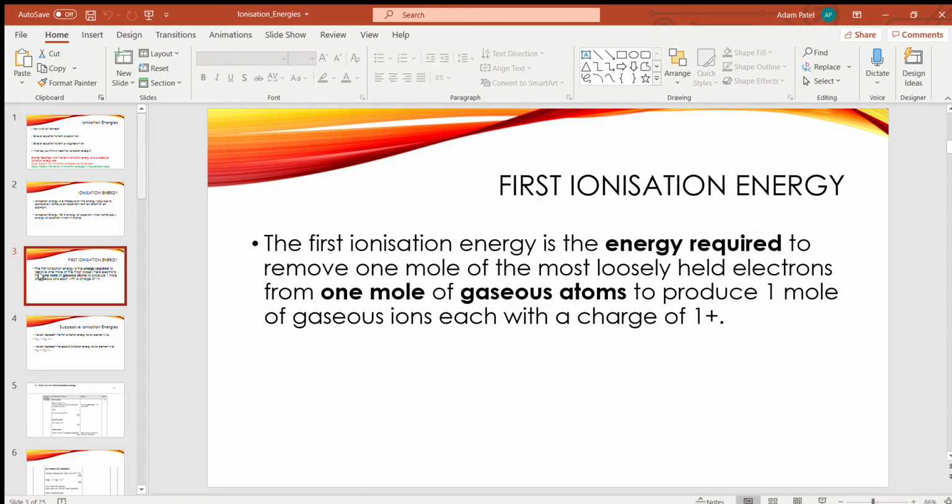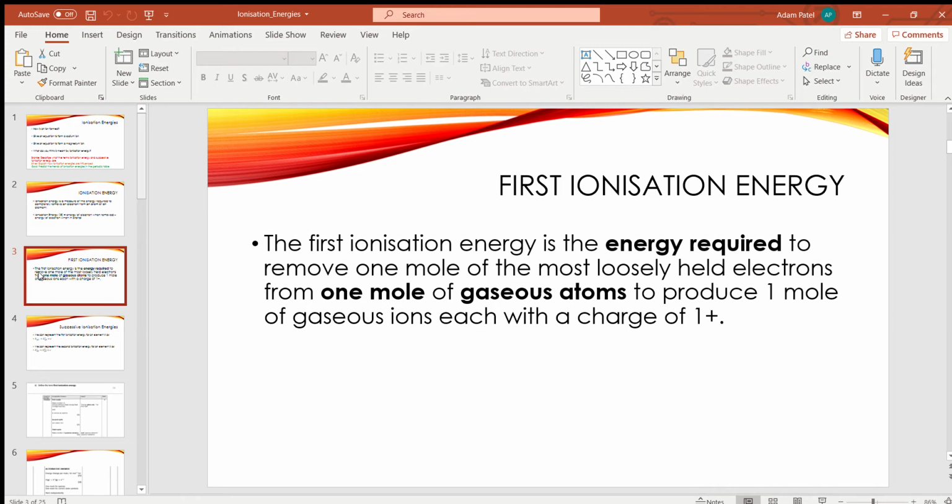The 1 mole itself is important. Without writing the word 1 mole, we'd lose a mark in our exam for the definition. And remember, it has to be gaseous atoms. As I mentioned previously, in our mass spectrometer, before we reach the ionization chamber, where the electron beam knocks off an electron, we have to vaporize our sample. So our first step in mass spectrometry is vaporization, which causes our atoms to become gaseous first. So again, without the term gaseous atoms, we lose a mark.